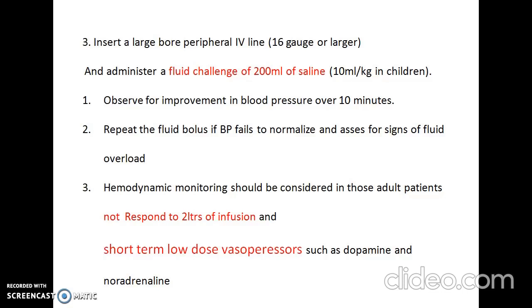Then hemodynamic monitoring should be considered in those patients who have not responded even to 2 liters of infusion. In them, short term low dose vasopressor agents such as dopamine and noradrenaline can be administered. As you have heard, vasopressors are agents which raise the blood pressure. Dopamine or noradrenaline act as stimulants, so vasoconstrictor responses can be observed, and thereby a rise in blood pressure can be seen.